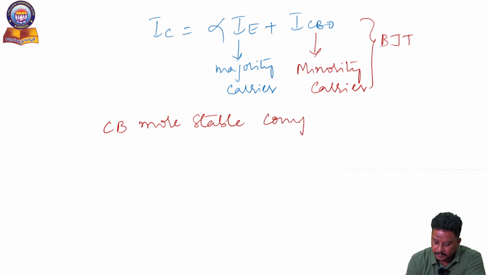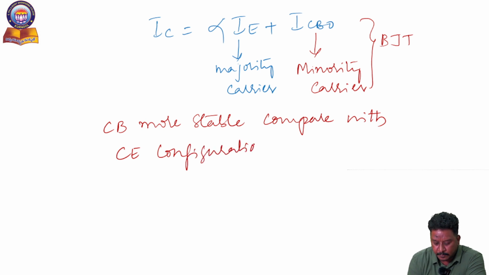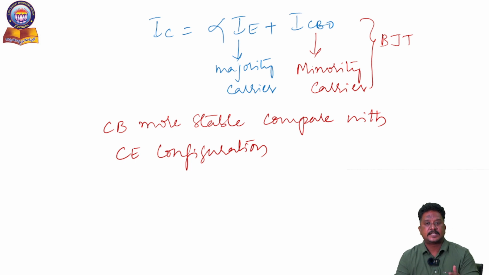Anyway, now we will see why the CB configuration is more stable compared with the CE configuration. That is my aim. My aim is to prove why we require the stabilization circuit for the CE configuration only, and why a stabilization circuit is not necessary for the CB configuration. I am going to spend more time on this analysis, on why the CE configuration has less stability compared with the common base configuration.